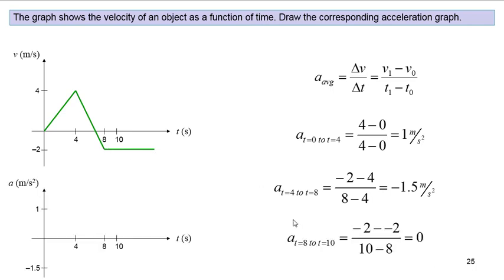So we can put all that together. I want to show that from 0 to 4 seconds, I have an acceleration of 1. So I just draw a straight 1 there. From t equals 4 to t equals 8 seconds, I have an acceleration of -1.5 meters per second squared, and then I have 0 after that.